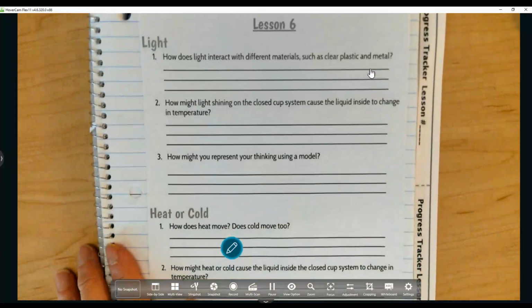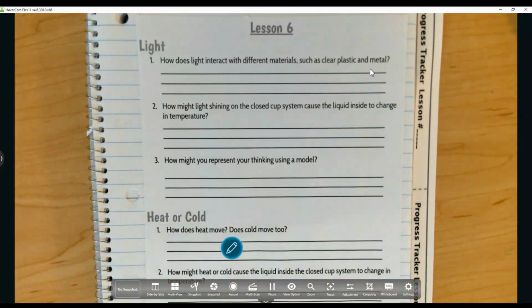All right, we're going to take a look at lesson 6, the questions on light, and then also heat or cold. So we'll start with the questions about light. Number 1 says, how does light interact with different materials such as clear plastic and metal?